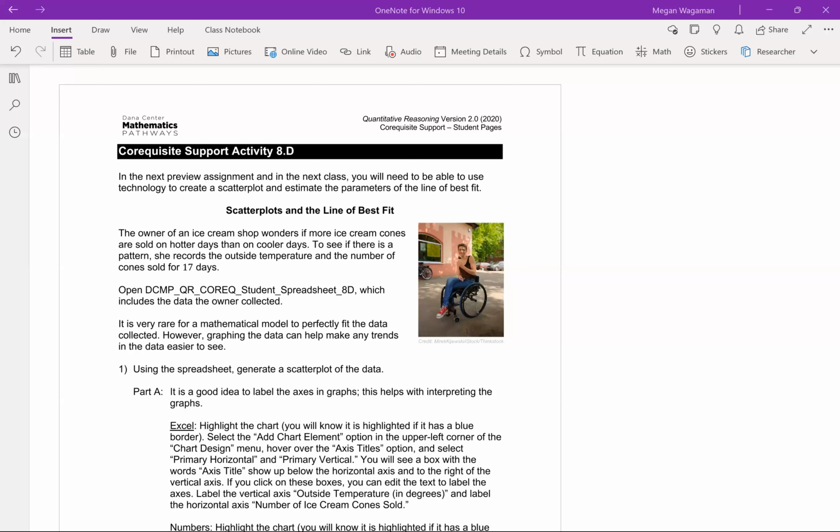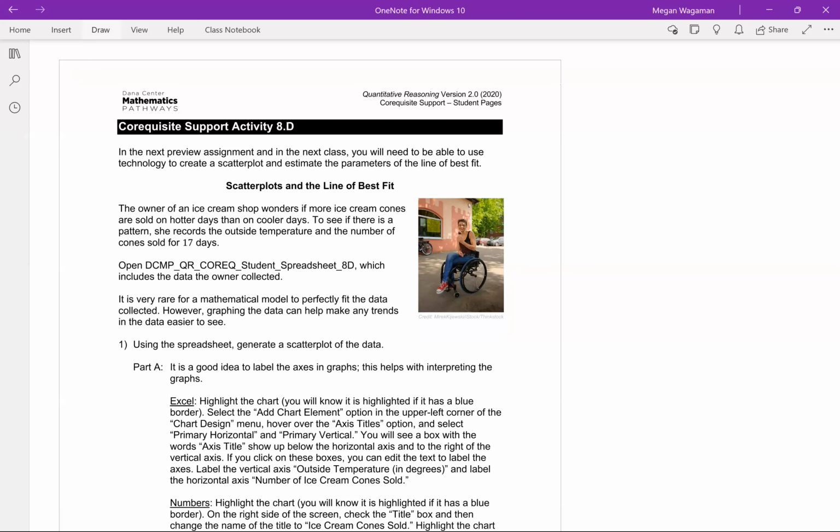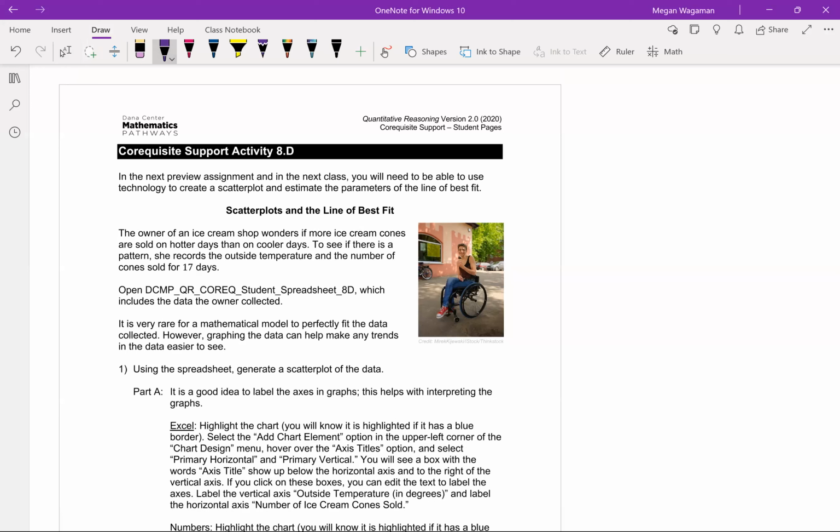In this video, we're going to look at the idea of scatter plots and a line of best fit. This is a way to look at and think about analyzing your data. So scatter plots and line of best fit are the main idea. I'm going to read this paragraph. You can pause and read it to yourself if you want to instead.